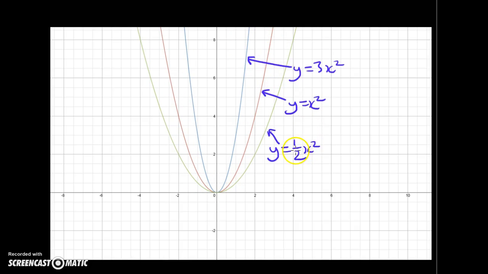And when we make the number in front of x squared between 0 and 1, so in this case a half, you can see it's shallower than our original y equals x squared. So when the number is greater than 1, it produces a steeper graph than our original y equals x squared. Number between 0 and 1 produces a shallower graph, or a shallower parabola.